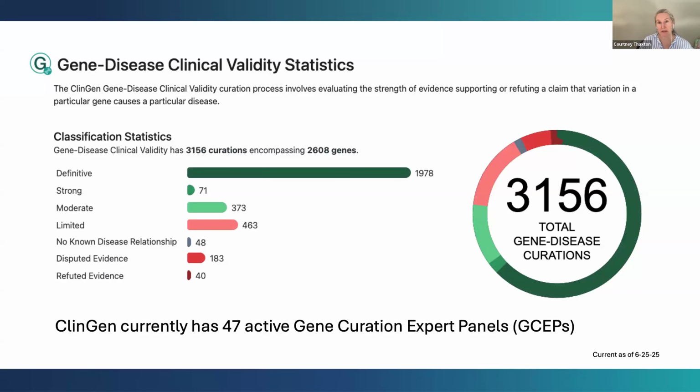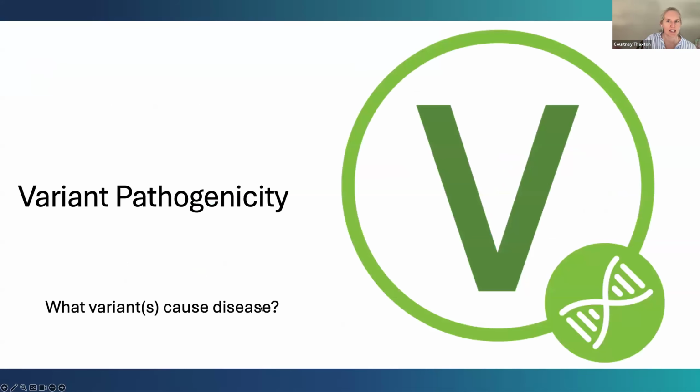These span multiple different clinical domains, including cardiology. We have cancer, neurological disorders. We've got ocular, hearing loss, skeletal, and an array of them. So I definitely encourage you to go to the website if you want to see those domains and know what's being looked at across the genes for our different gene curation expert panels, or GCEPs.